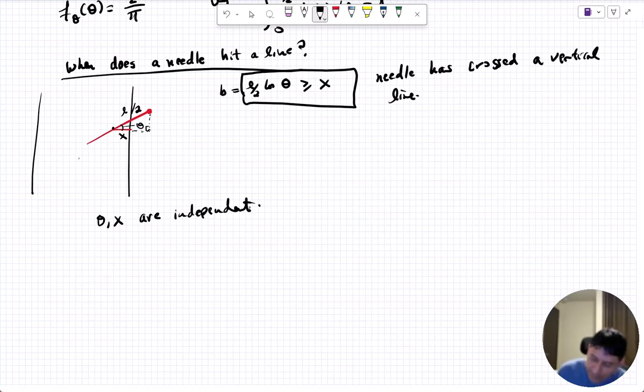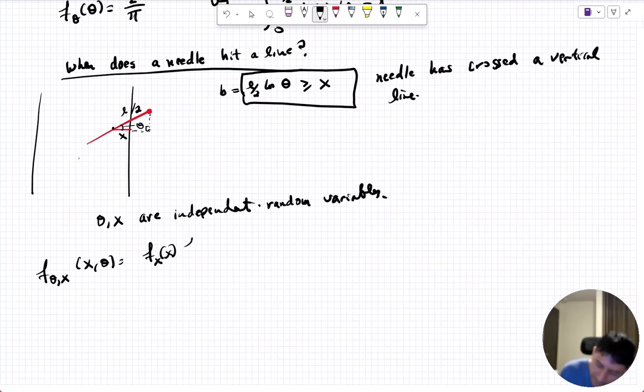So now since they're independent variables, that would mean that the density function f(x, theta) is going to be the density function of x times the density function of theta, which is going to be equal to pi over 2 pi and then 2 over t, which is 4 over pi t basically.